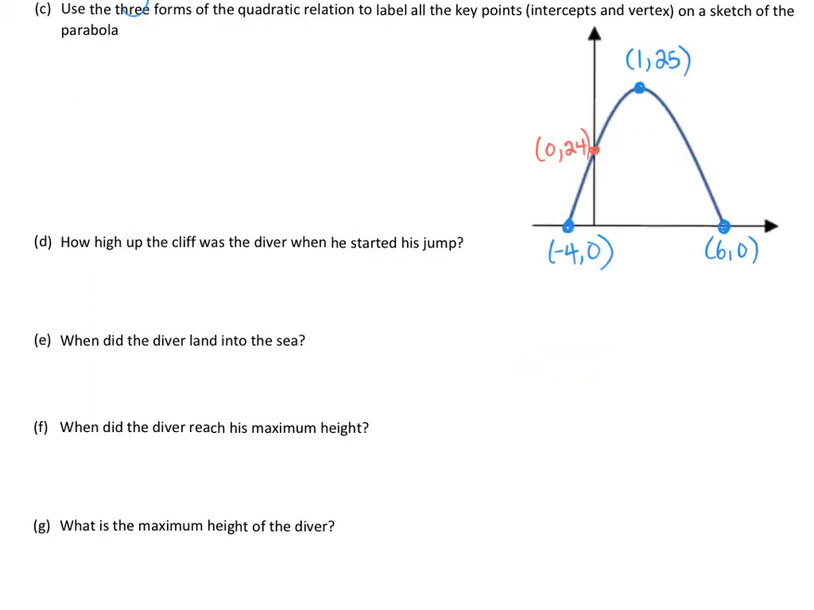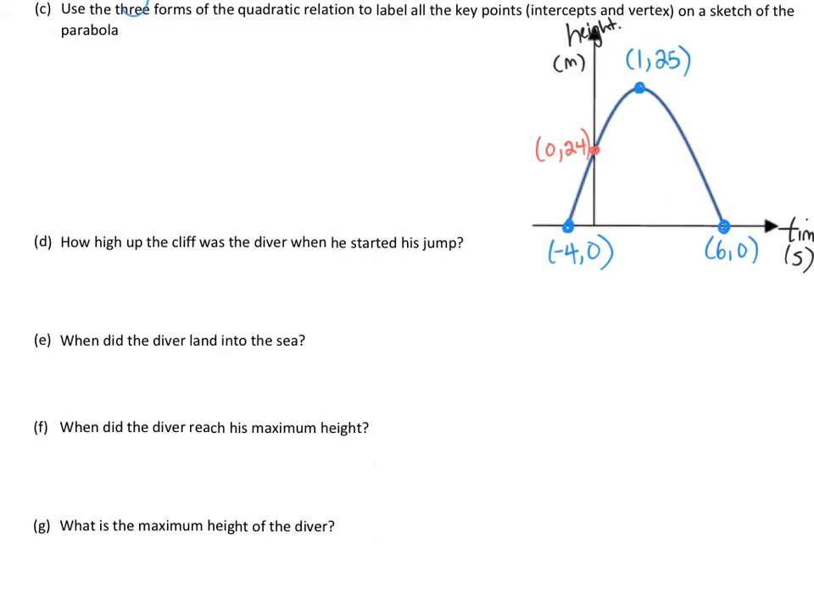Now we do the key interpreting of the scenario. Let's go back to our original. We know that x was actually t in this case. That stood for time in seconds, and I'm going to write that in to help us remember. And we know that our y was h, which was height in meters.